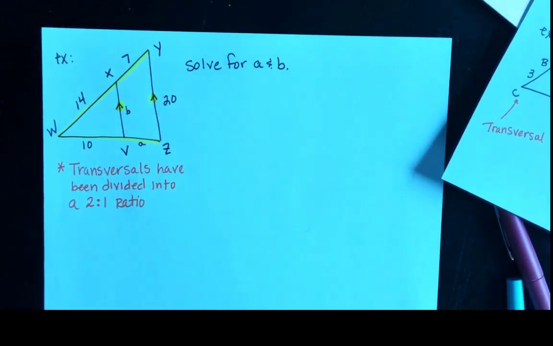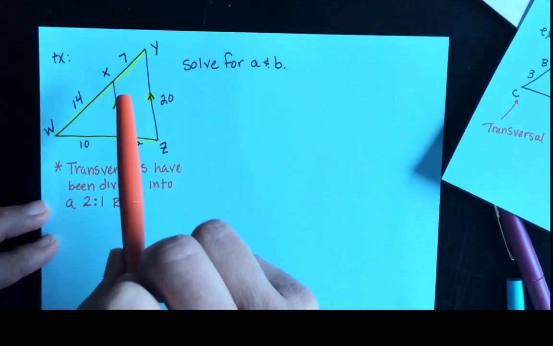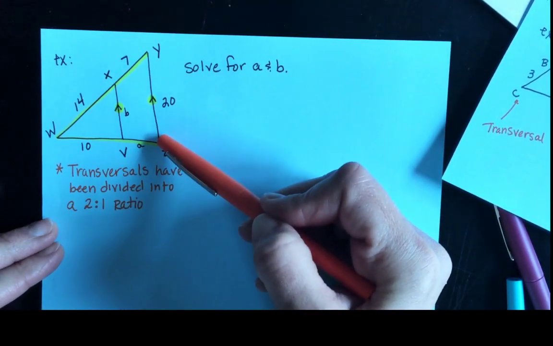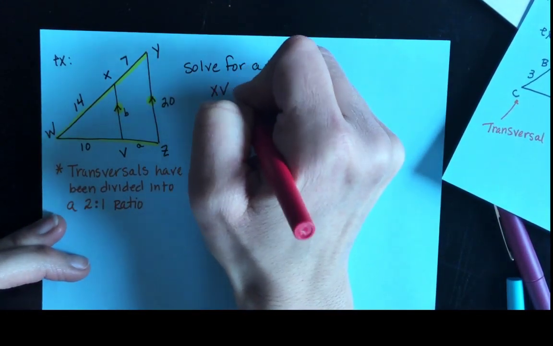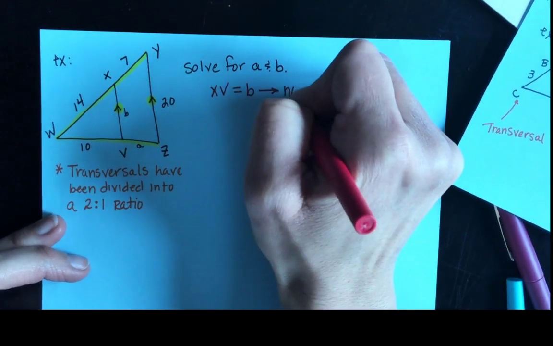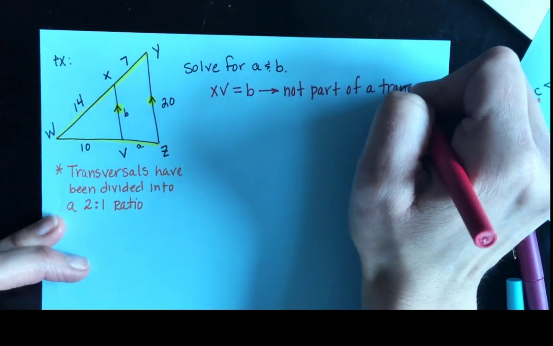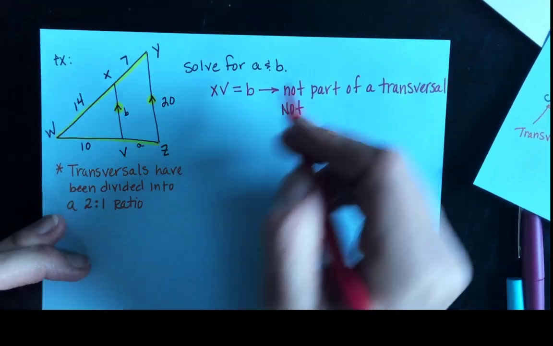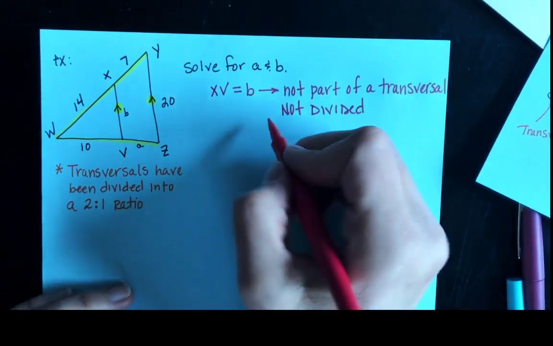So we have to pay attention first. Does it logically make sense? And then, yes, I'm going to agree, Beth, the next one that shows up the most is 10 because it fits this 2-to-1. So why not this 2-to-1? And again, the issue is these are not transversals. XV, which we have as B, is not part of a transversal. So it won't be divided proportionally because it's not split into pieces anyway. So we can't use the shortcut.